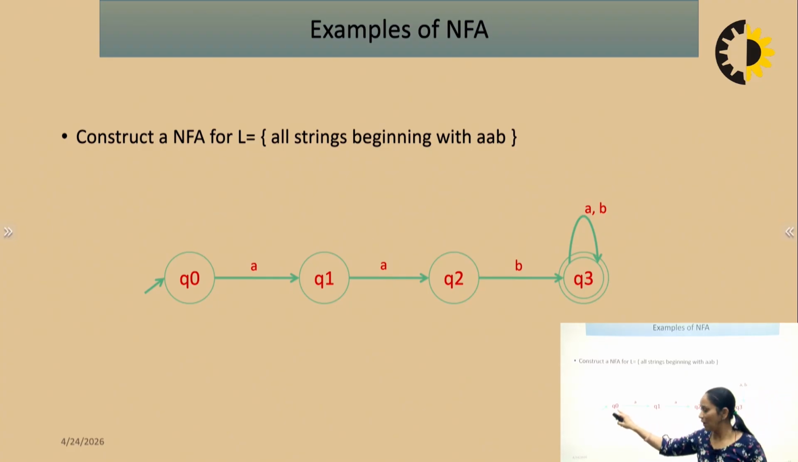But why is it called an NFA? Because for Q0, the transition function is defined for the input symbol A, but for B it is not defined. For Q1, the transition on B is not defined but A is defined. And for Q2, the transition on A is not defined but B is defined. So it is an NFA.